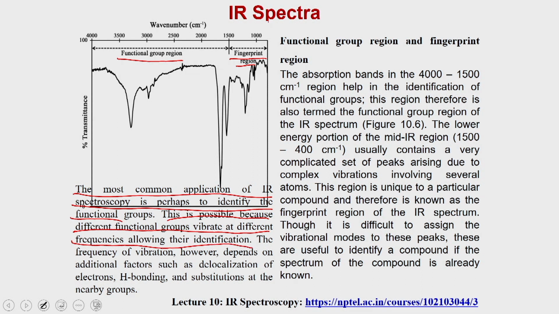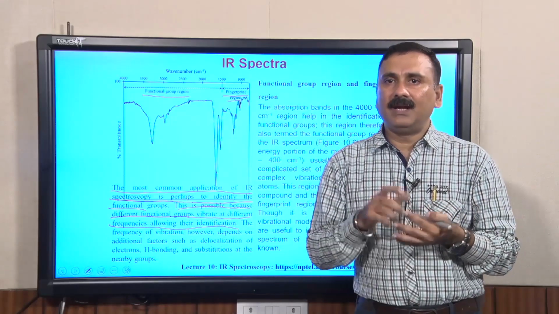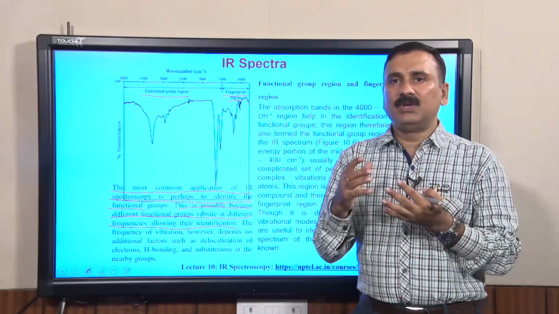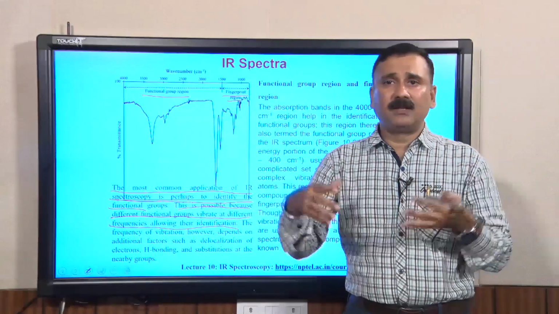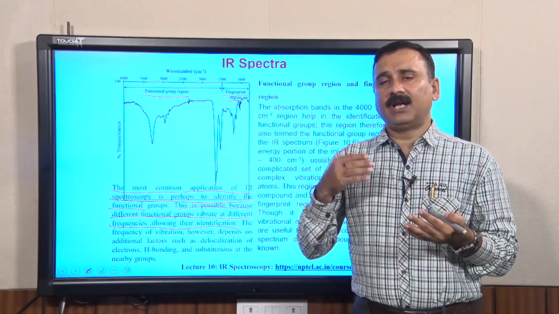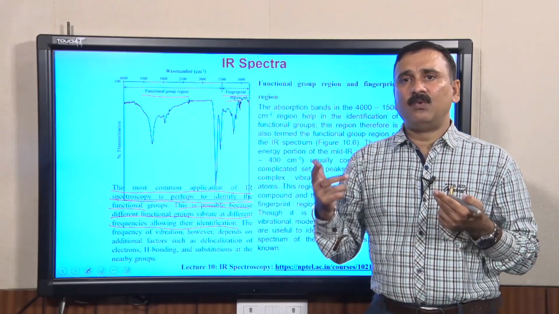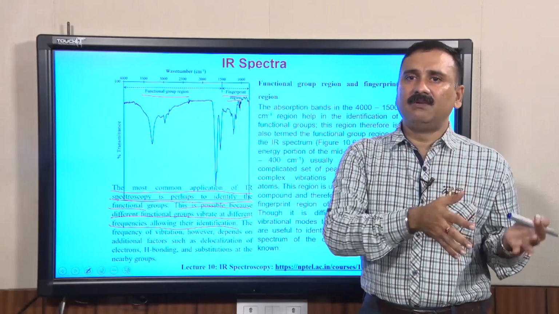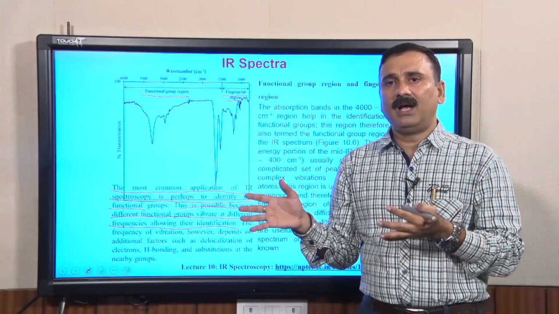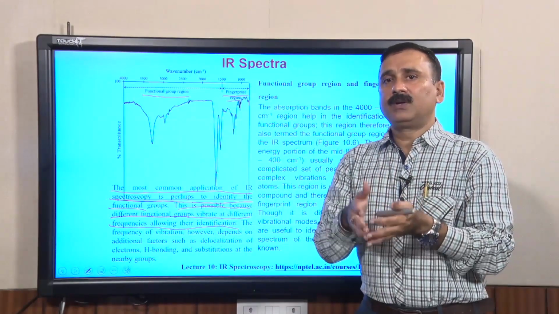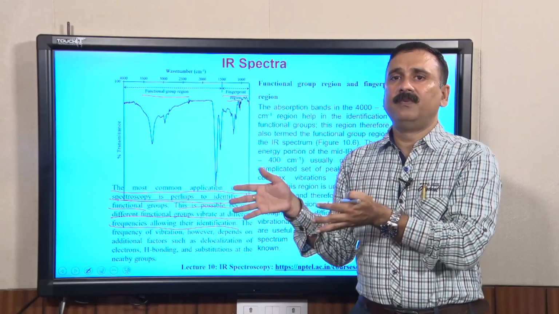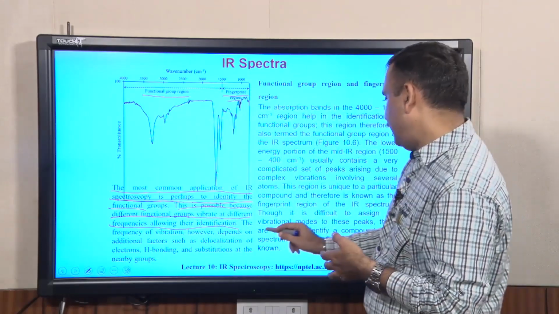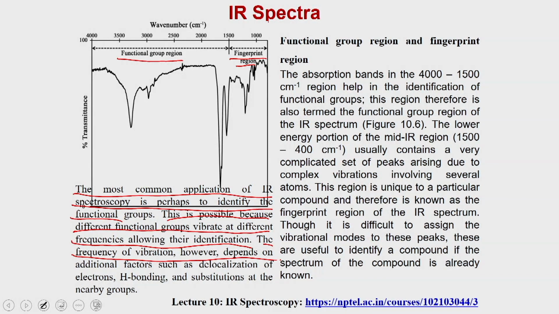As we discussed in our previous lecture as well, different functional groups have different types of atoms associated with them, and because of that they generate different amounts of dipole moment, and so they absorb differentially at different places in the IR absorption spectra. Because of that, it is possible to characterize the presence of those functional groups within the molecule. The frequency of vibration however depends on additional factors such as delocalization of electrons, hydrogen bonding and substitution at the nearby group.